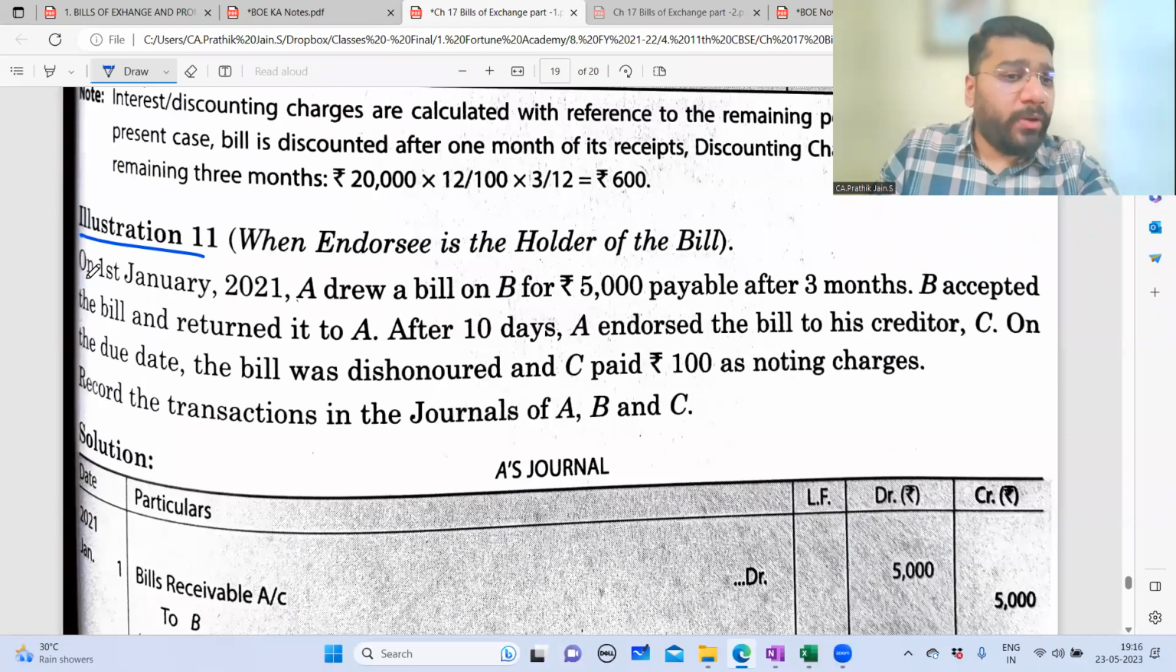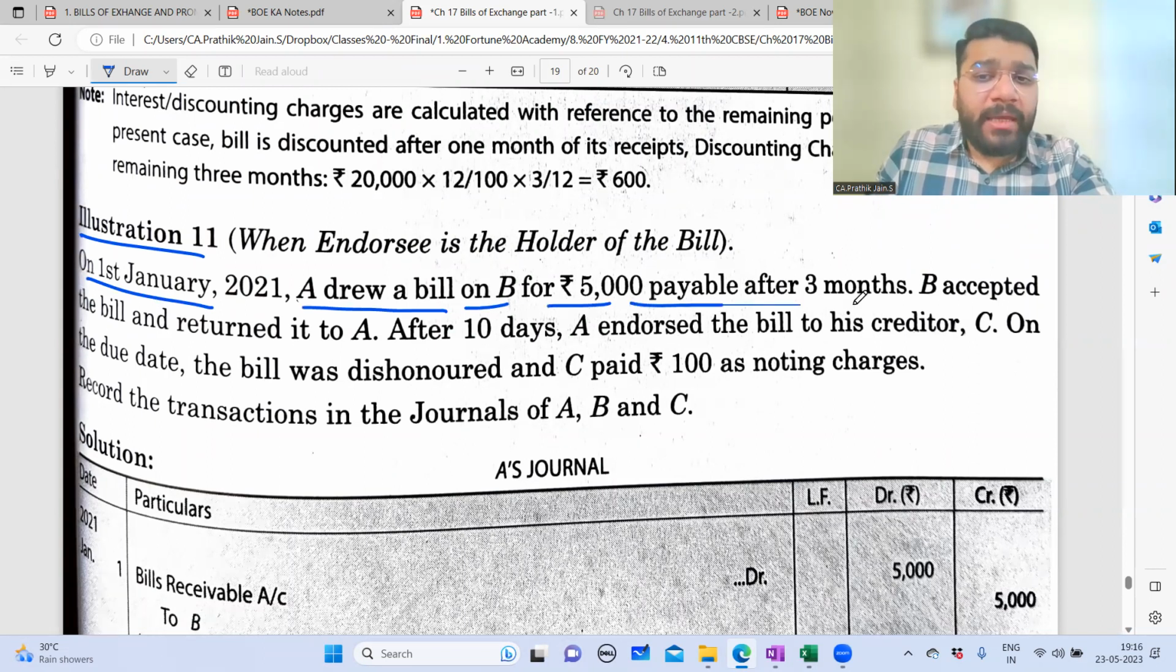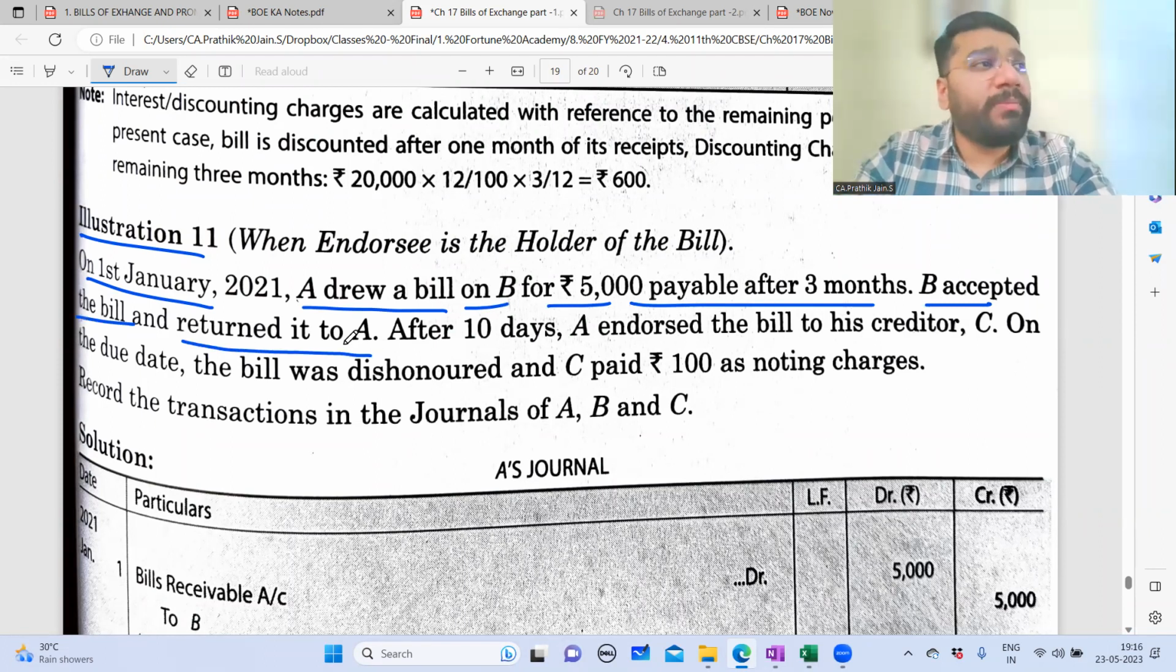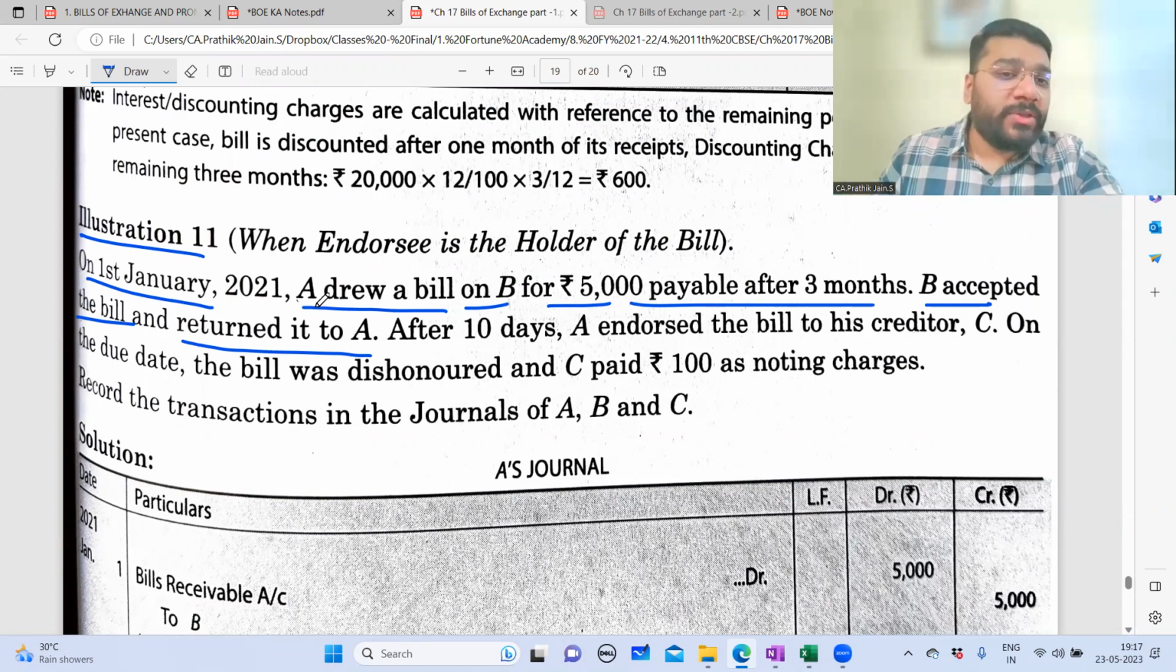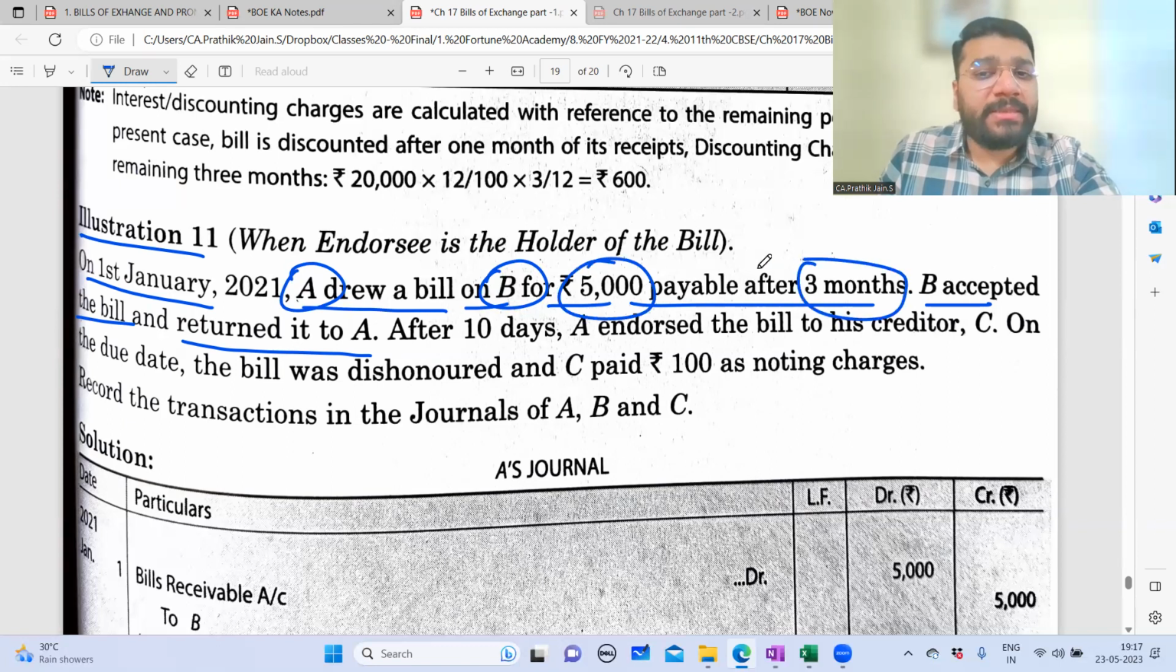Illustration 11, guys. It says that on 1st Jan 2021, A drew a bill on B for 5,000, payable after 3 months. B accepted the bill and returned it to A. So who's the seller? Who's the buyer? Seller, A drew the bill. In a bill of exchange, who draws the bill? Seller, no? Seller means creditor. So seller, buyer. The bill amount is 5,000, the credit period is 3 months, and since nothing is mentioned, the term of the bill is after date. So B accepted the bill and returned it to A.